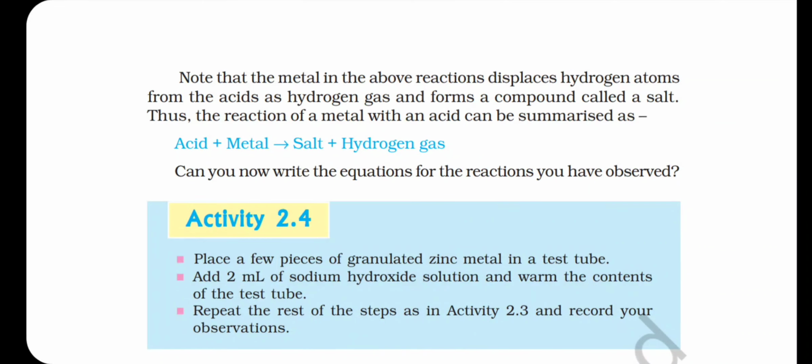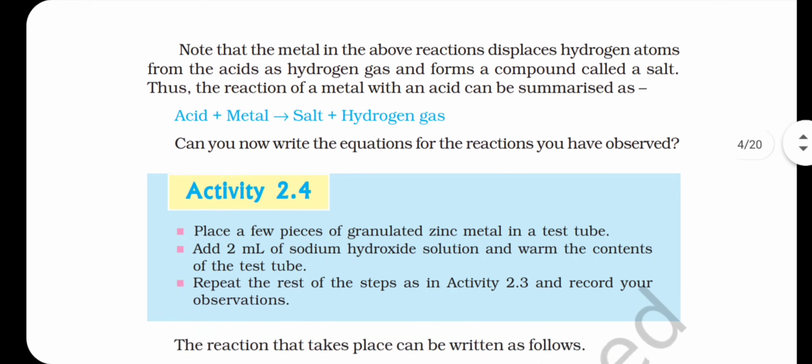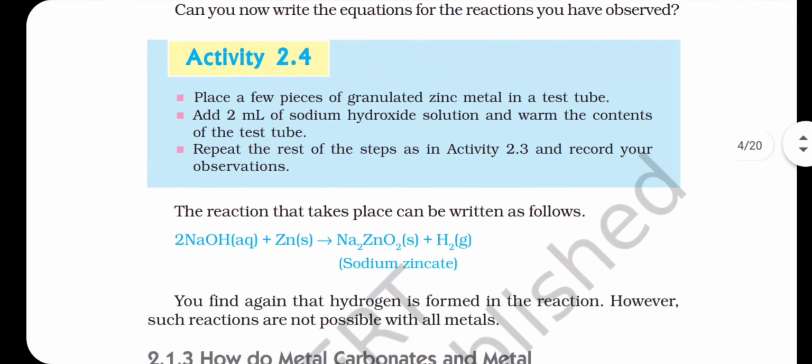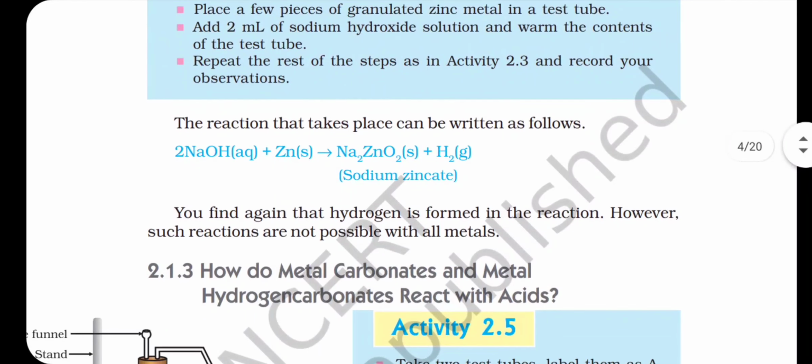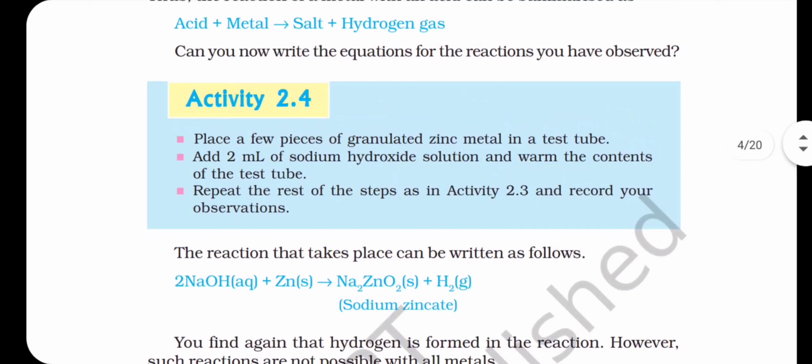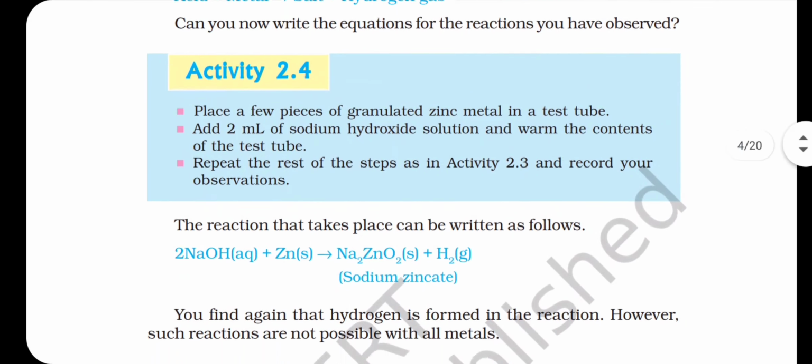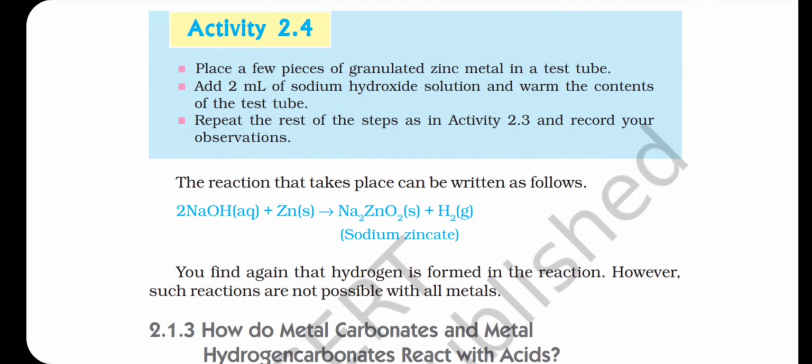Note that the metal in the above reaction displaces the hydrogen atom of the acid and hydrogen gas is formed, and the compound is called salt. Thus the reaction of a metal with an acid can be summarized as acid plus metal gives salt along with the release of hydrogen gas. So you can now write the equation in the following. Okay, we already wrote about the equation.